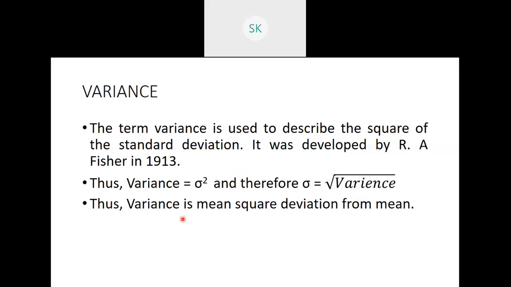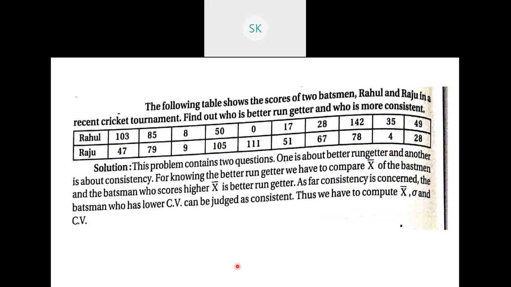Next, variance is a mean square deviation from mean. So they are giving variance in words, which is nothing but mean square deviation from mean. Okay, so that is known as variance. Now let us go on and solve a problem. Such problems will come for 14 marks usually. Sometimes they will ask them for 6 marks also. Okay, let's just see the problem.